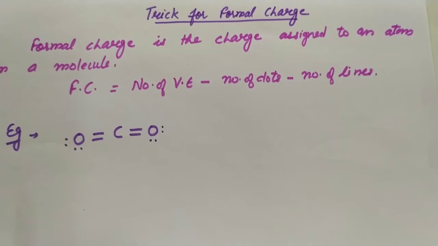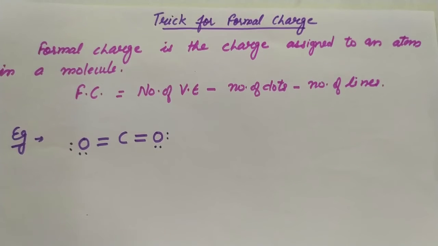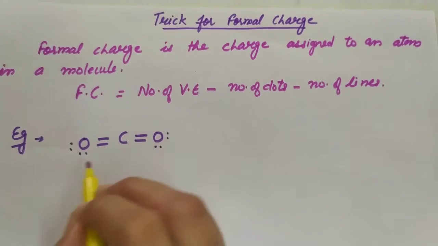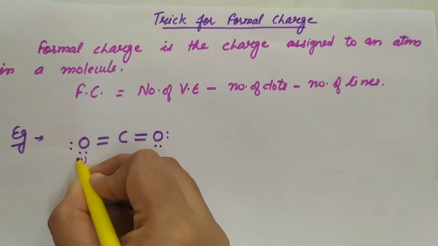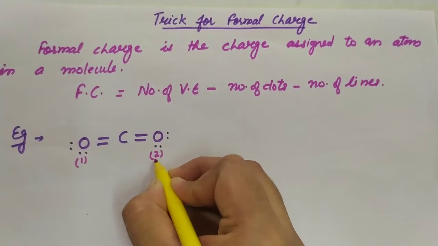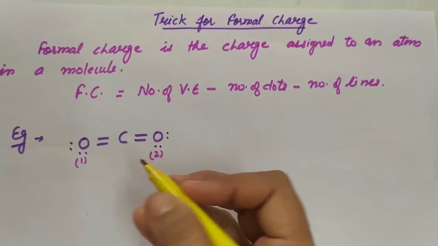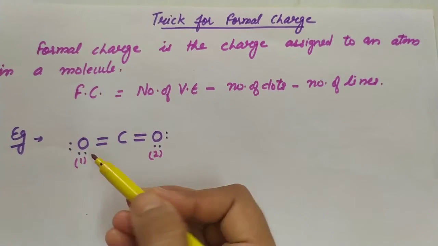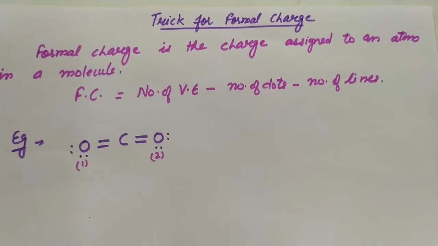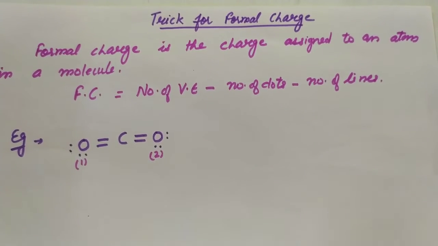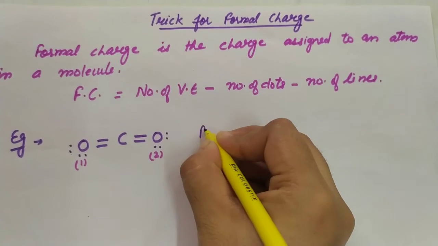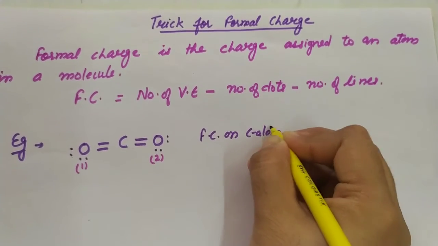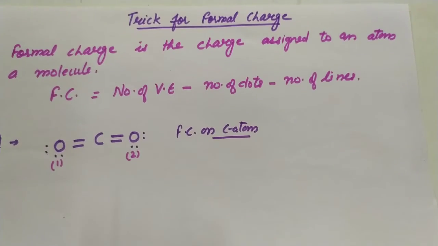Now we have to find the formal charge. For finding the formal charge, firstly assign: carbon is only one, and this is oxygen one and this is oxygen two. These two oxygens are identical as both contain 2 lone pairs of electrons and 2 double bonds, so there is no need to assign 1 or 2, but I am assigning them. Firstly, find the formal charge on the carbon atom.